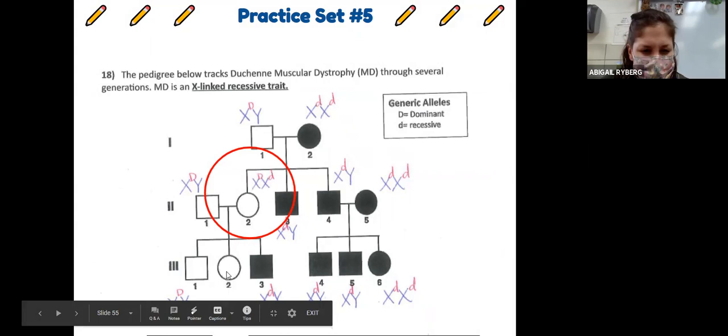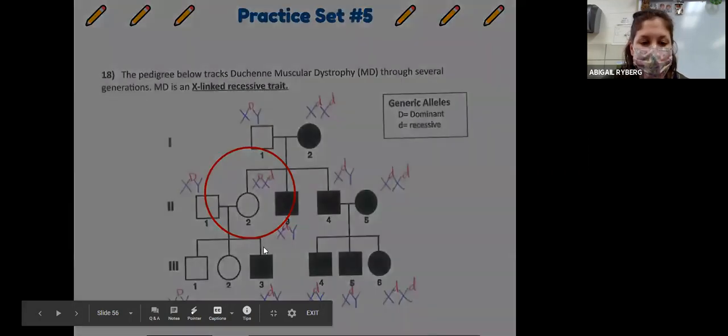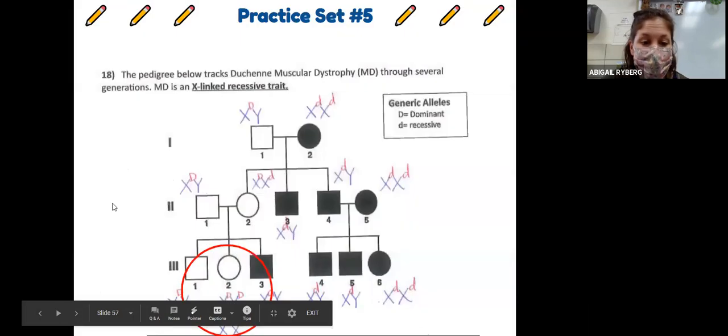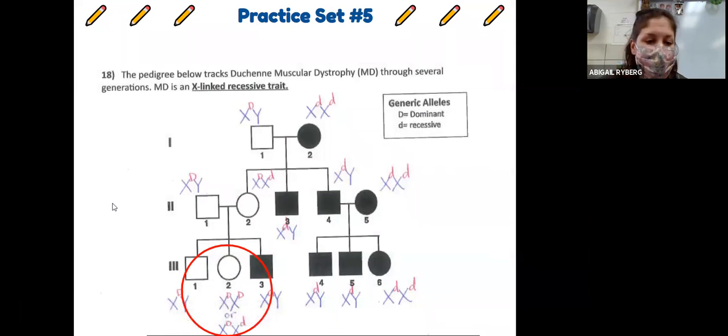If we look at this individual, she is going to be unknown. She had to have gotten a big D from dad, but we don't know what she got from mom. So she could have gotten mom's big D or mom's little d. And I think that's everyone.